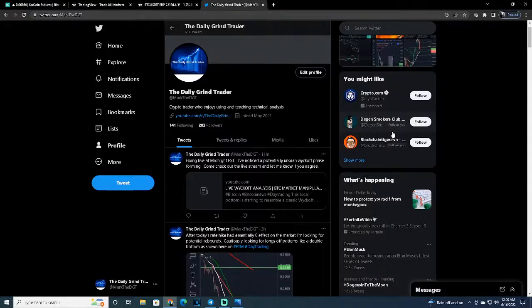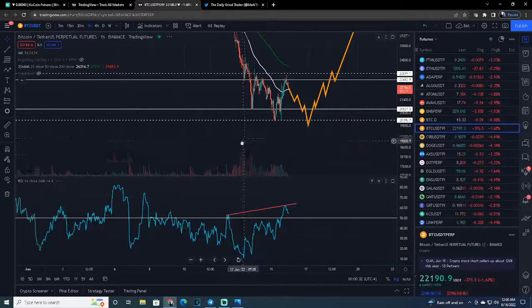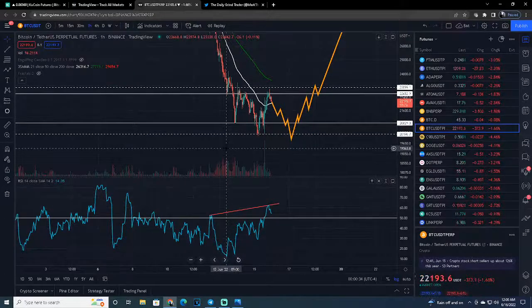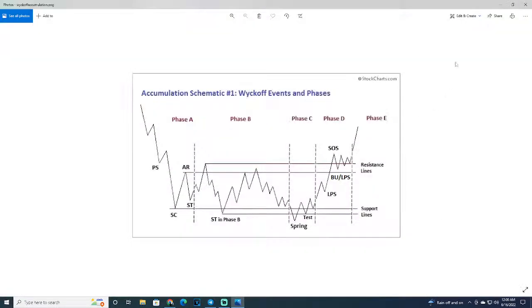So we're gonna hop right in. We're gonna hop into the Bitcoin chart, and I've already started drawing this up a little bit. One thing I want to show you guys is the actual Wyckoff schematic here, and I'm gonna go full screen on this. Oh wow, that's bright. This is an accumulation schematic, and in this accumulation phase you have multiple different areas, and they're not going to be exact. They're not always going to go the same way.